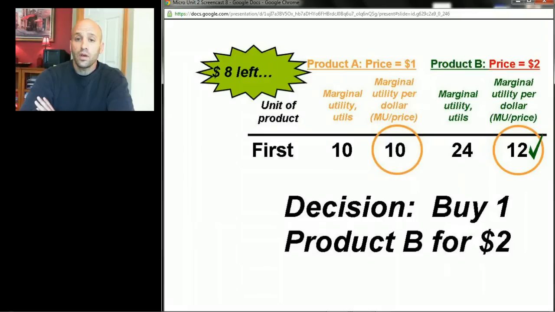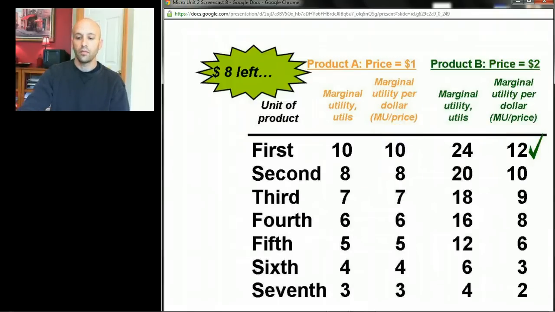So the first thing that Merrill should buy is good B. Better deal, more bang for the buck. And since good B costs $2, notice that he now has only $8 left. All right, well, what if we had the information for all the other units that Merrill could possibly buy? We know that he just bought 1 unit of good B. The question is, what would he buy next?